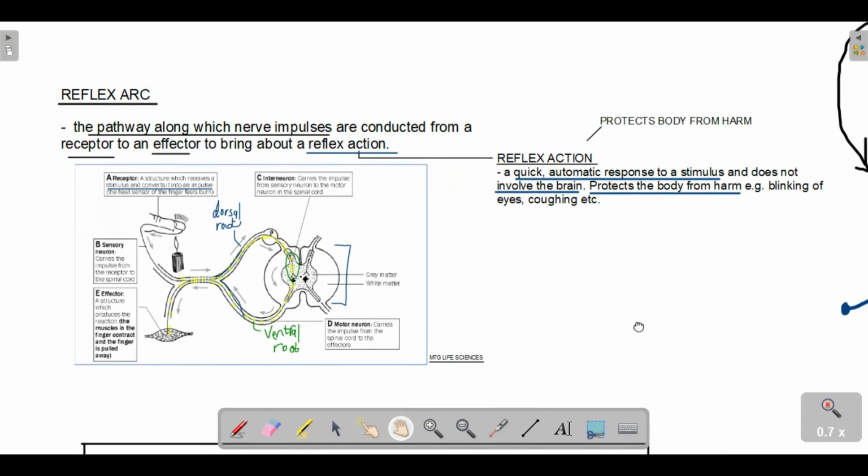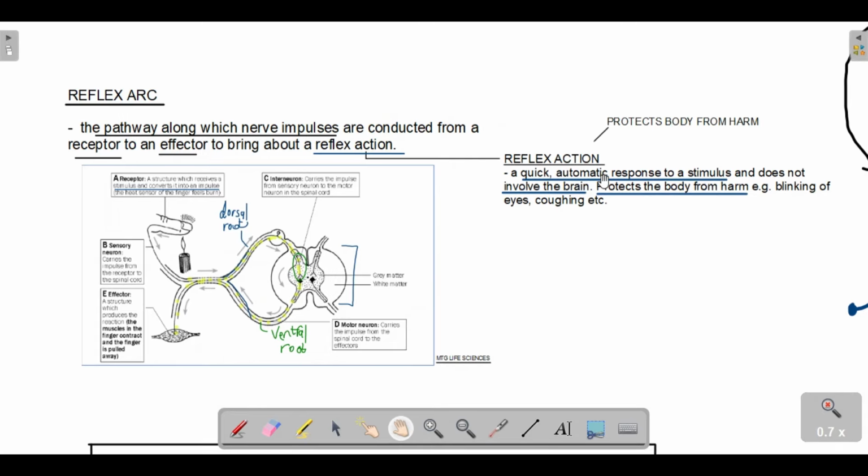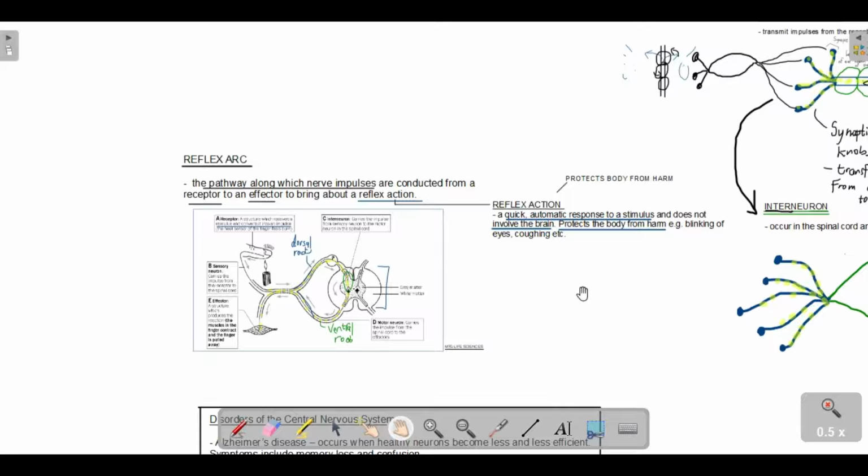Okay. So again, guys, it's very important that you are able to tell the story. Okay, you are able to describe how reflex arc occurs, able to define reflex action, know the reason for reflex action, which is to protect the body from harm, and which is the purpose of the human nervous system actually.